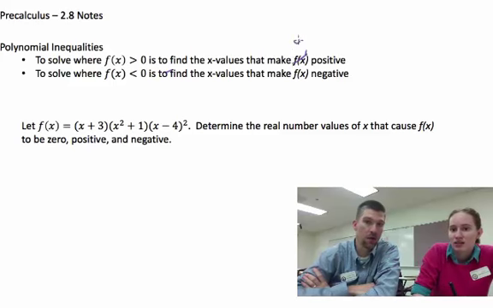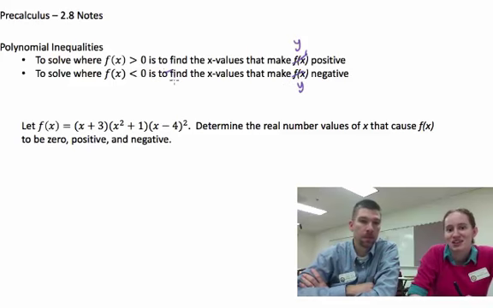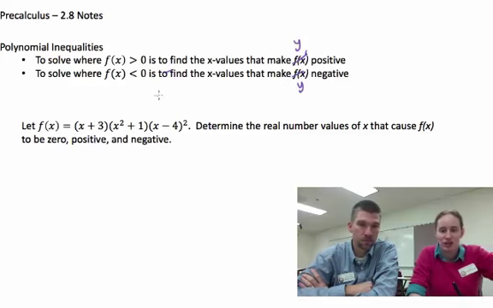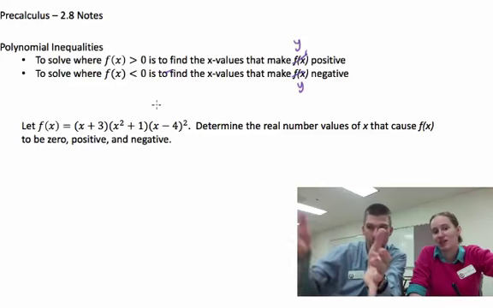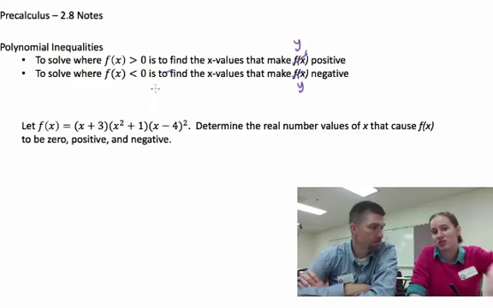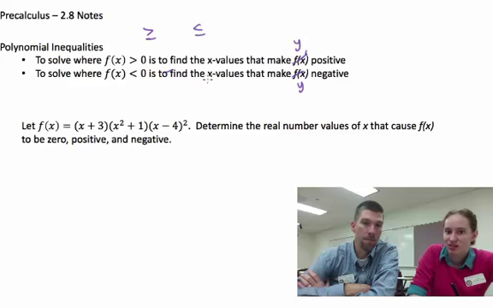Where are we big or where are we little? F of x and y are synonymous, and then we look at what x values has the graph above the x-axis, and which ones are below. These say greater than and less than, but we could also end up with greater than or equal to, or less than or equal to, and we'll just explore all of that right now.